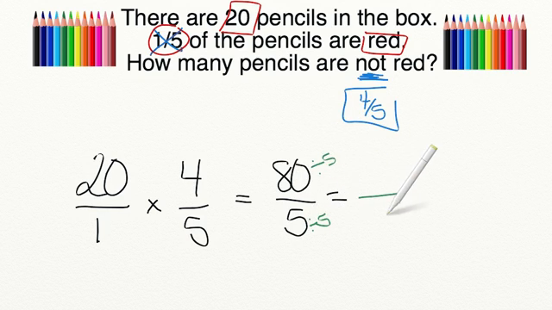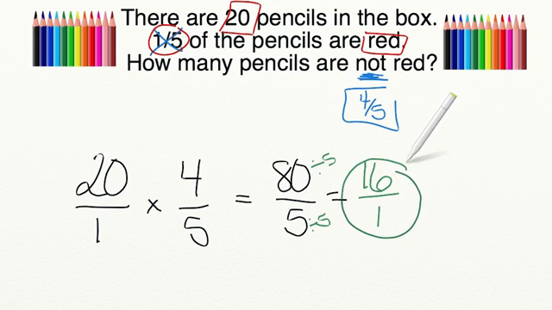5 divided by 5 equals 1 whole. 80 divided by 5 equals 16. So that means that we have 16 wholes. So we know that 4/5 of 20 is 16 wholes, and that means that we have 16 pencils that are not red.